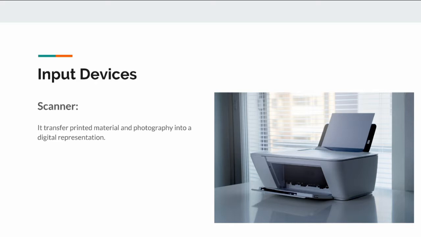Next is the scanner. It transfers printed material, the hard copy or any photograph, into a digital representation. Basically, it is used to scan your hard copy or any paper documentation into your computer. For example, if you are filling in an online form, there you need to give your photo and digital signature, so you can do it very easily with the scanner. So these are the input devices.